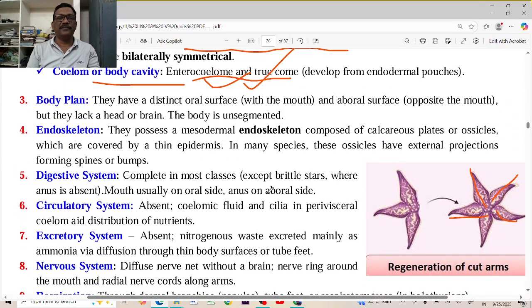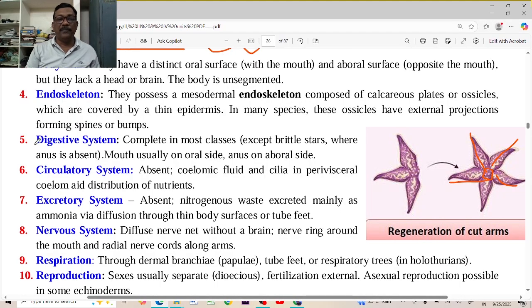Body plan. This is the oral side. Opposite to the oral side, the anus is located. The endoskeleton is made up of calcium carbonate plates, and the digestive system is complete. But here is a very interesting thing in the digestive system. Normally animals take the food material into the mouth or digestive tract, and secrete digestive enzymes and digest the food material.